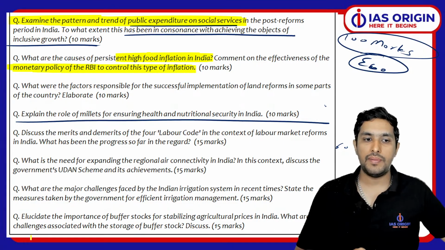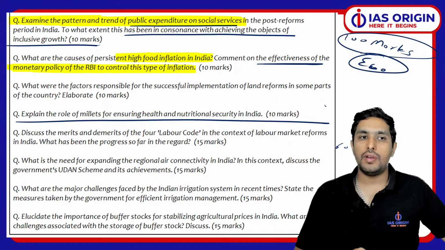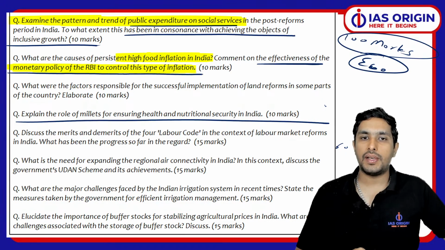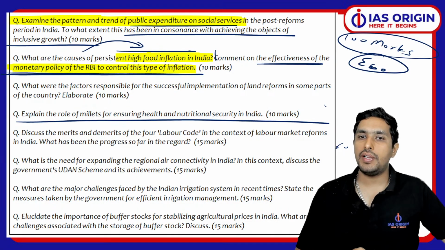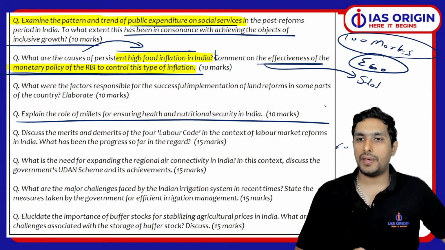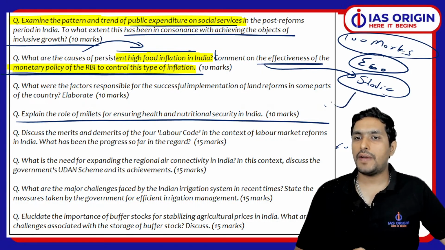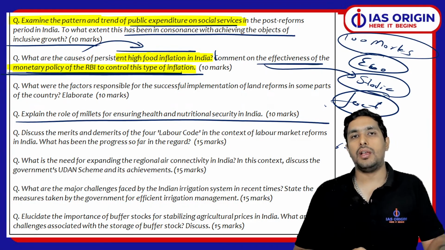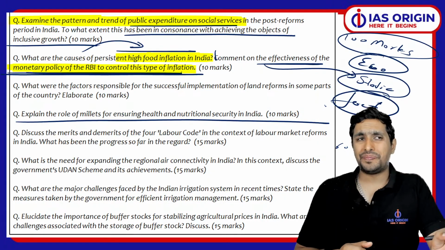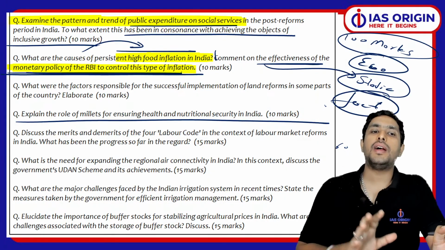Now that is again a very important aspect. So, effectiveness of monetary policy of RBI. Look, they have asked you the causes of high food inflation, then effectiveness. Now this is a topic which is very much a static topic, a fact-based topic. If you have read about the monetary policy of RBI, you know the various tools. So you will be in a position to frame an answer over here.